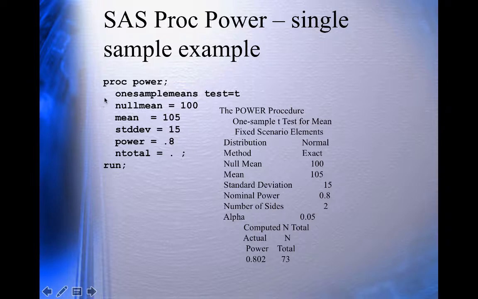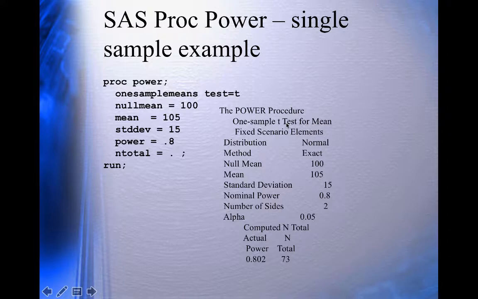So this says, I want proc power. Here's the analysis that I want. Here are the givens. Here's what I want you to compute for me. I need to know the total n. Run says to compute these things. So I will select this and tell SAS to run. And when it does, it comes back and tells me this. So here's the input, and here is the output.